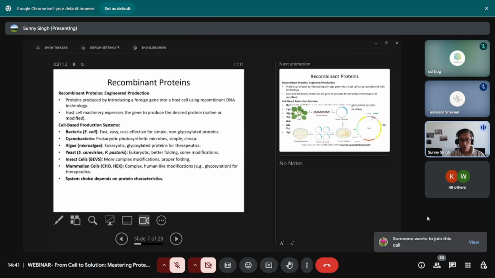And then you also have cyanobacteria. So the cyanobacteria also, just like E. coli, are prokaryotic, but they are photosynthetic microbes. They are also simple and cheap. So some proteins are already being grown in cyanobacteria, and you just need light and some medium, and they are absolutely fine. So you don't need to really take care of them, unlike mammalian cells. Mammalian cells are very expensive.